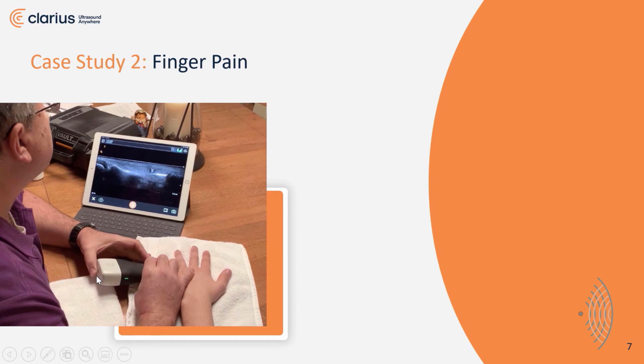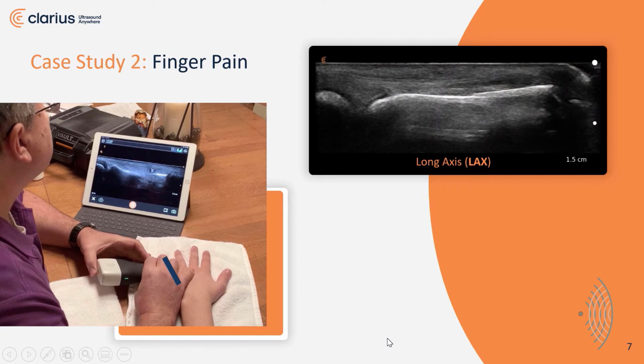I pulled out my Clarius L15 scanner and my handy-dandy iPad Pro and did a quick view of the finger. This blue line right here demonstrates the long axis view, and under that long axis view, this is what you see. This is a view of the proximal phalanx bone.